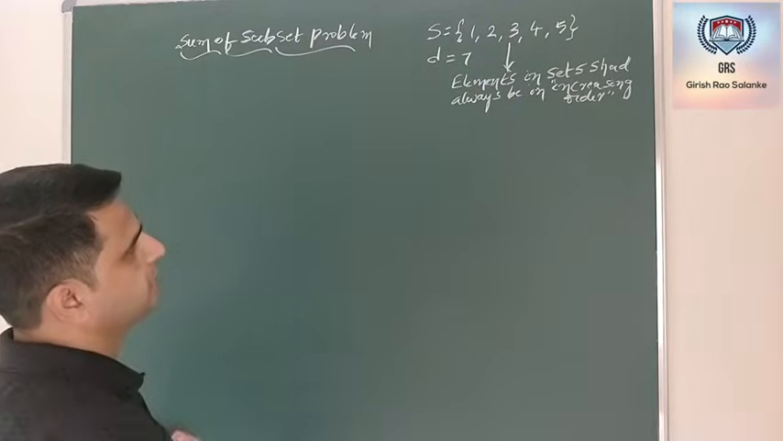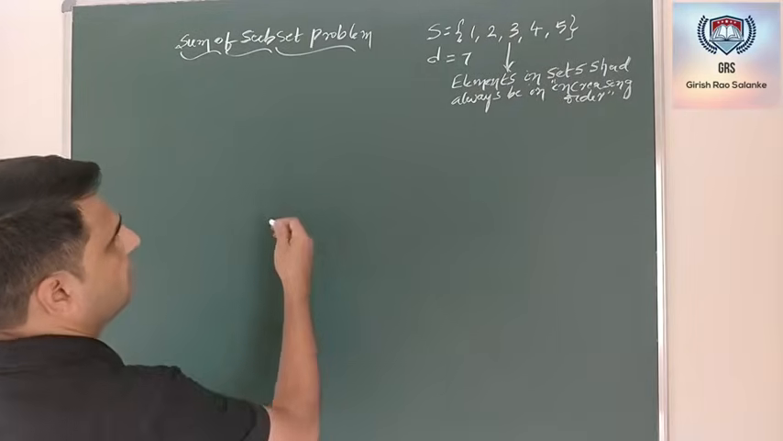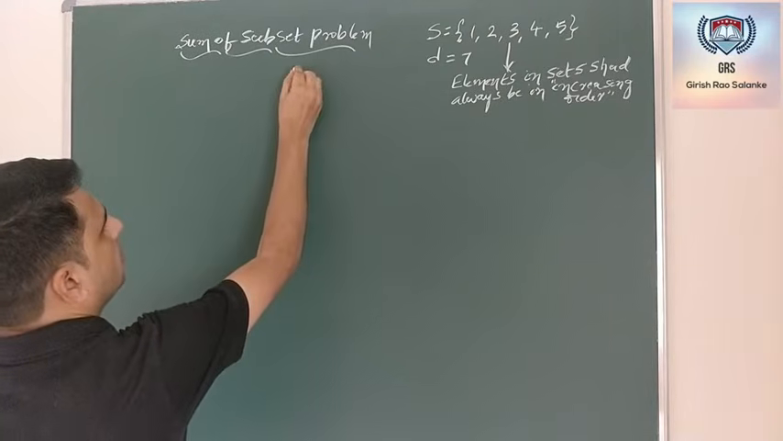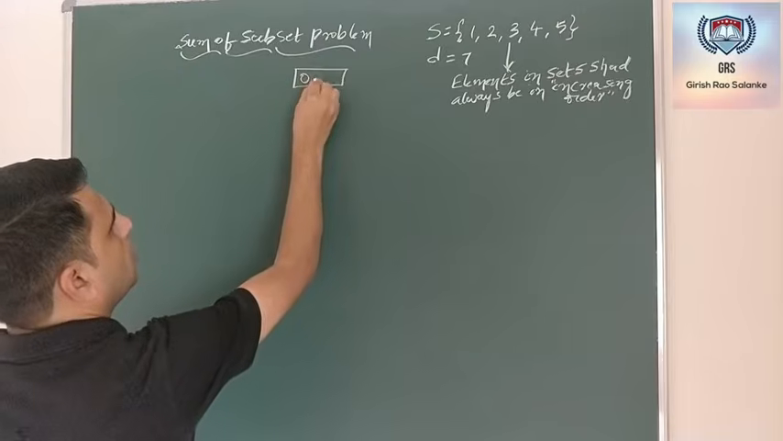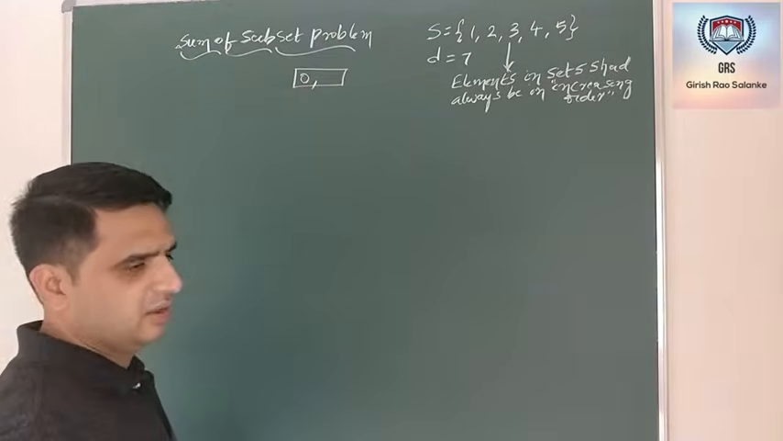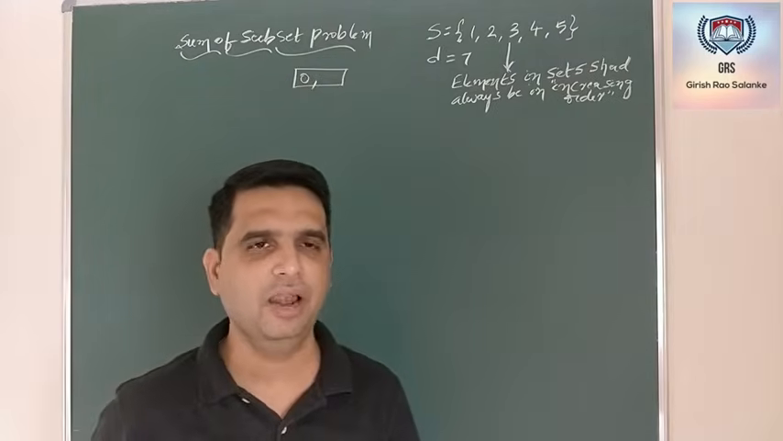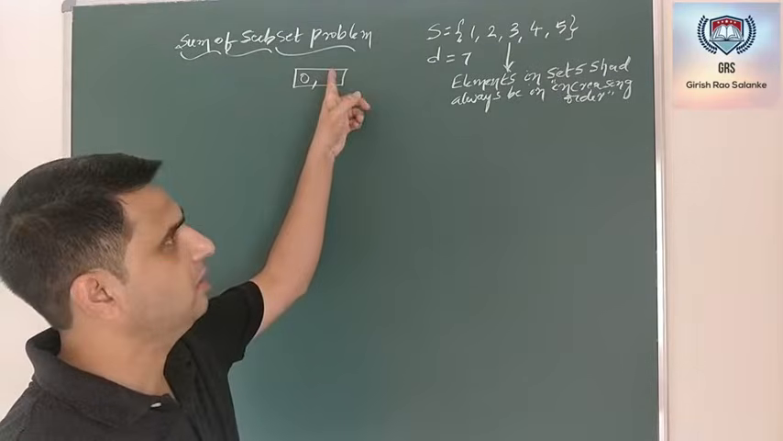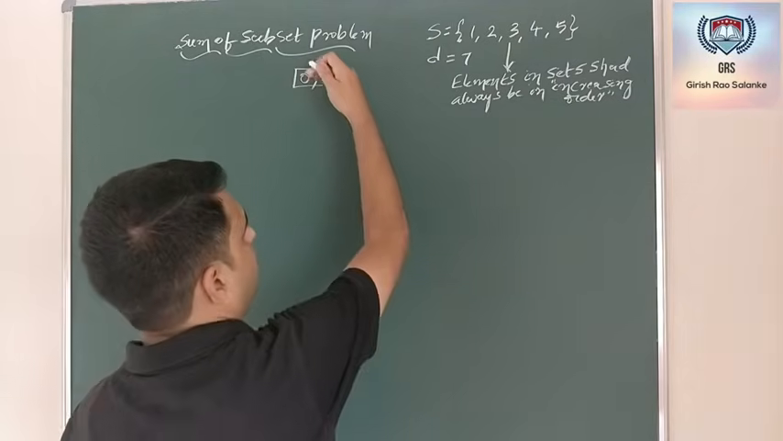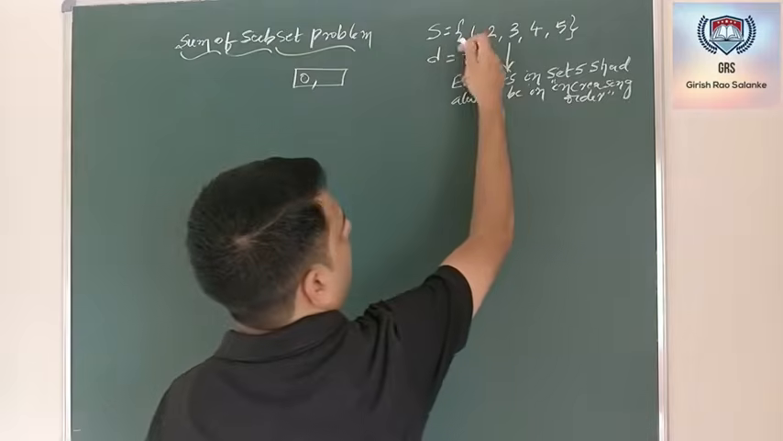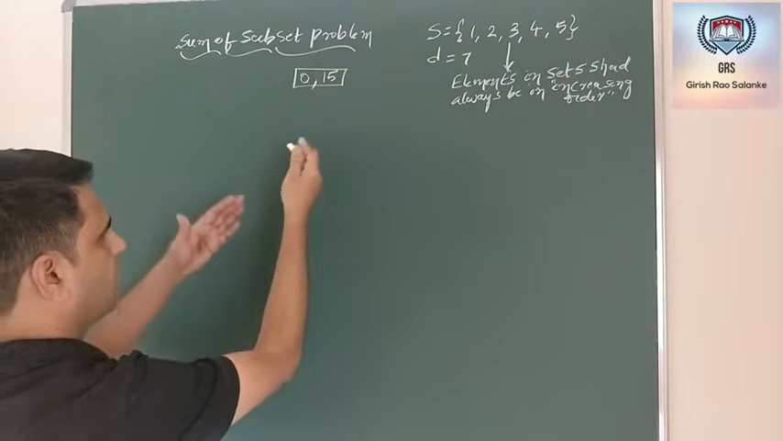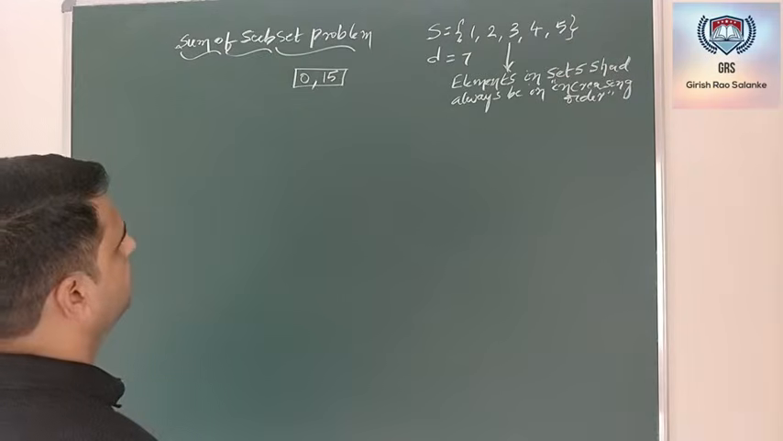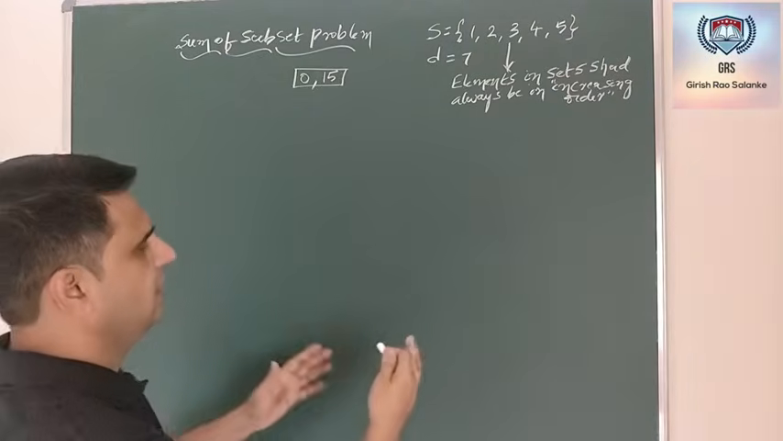Now coming to the state space tree, let's start with the initial sum as 0. I'll store two values. One value is the sum at each level, and the second value is the total sum. At the root level, the total sum will be the sum of all the elements, which is 15. Now I'll start constructing the state space tree to the left subtree and the right subtree.